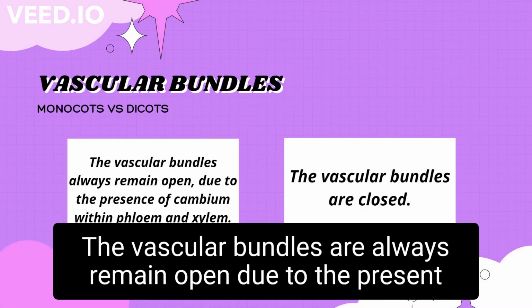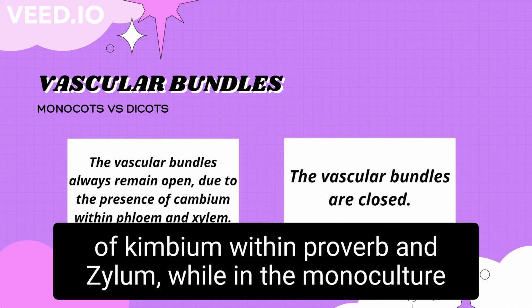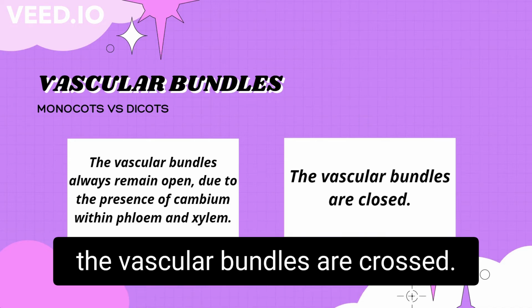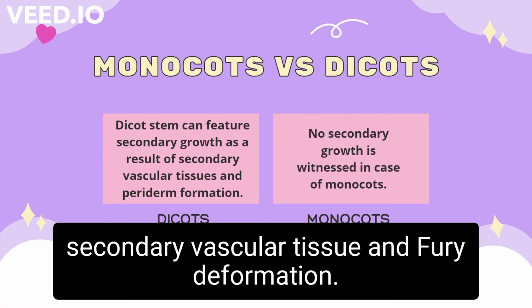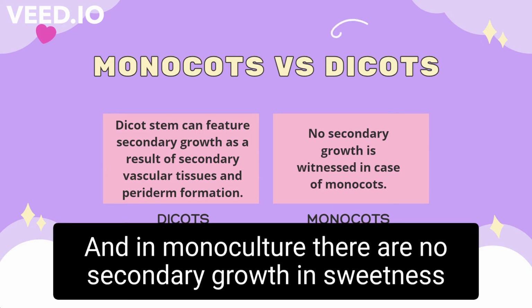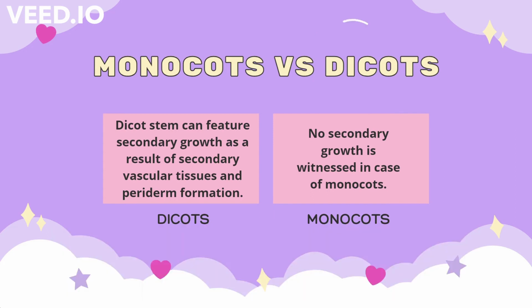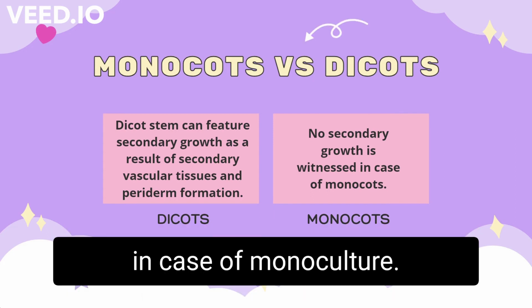The vascular bundles always remain open due to the presence of cambium between phloem and xylem, while in monocots the vascular bundles are closed. The dicot stem can feature secondary growth as a result of secondary vascular tissue and periderm formation, and in monocots there is no secondary growth witnessed.